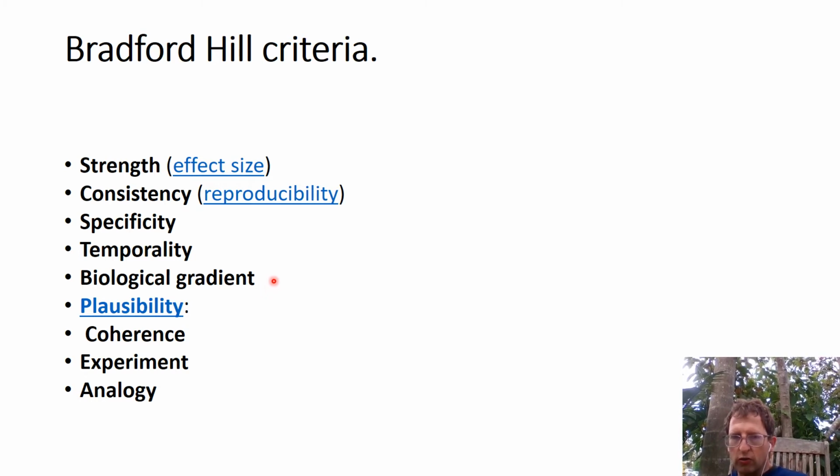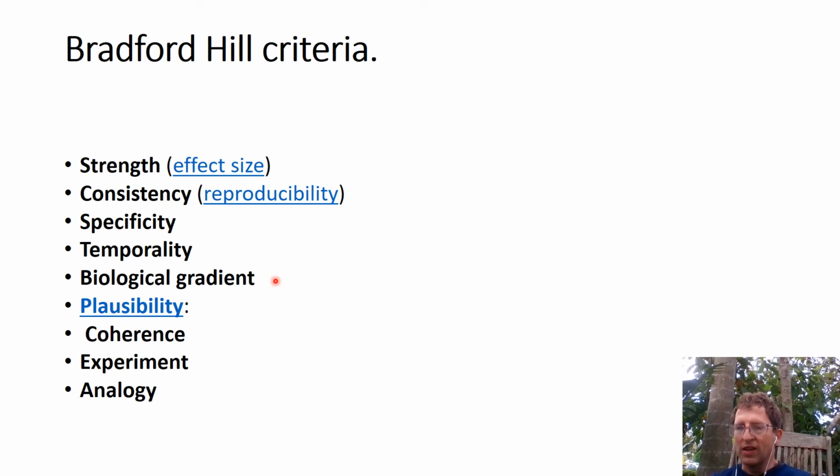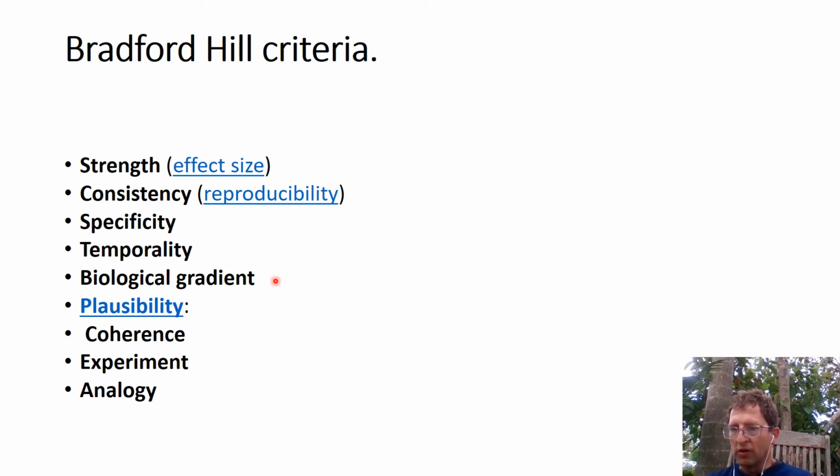Now let's look at biological gradient. There are 2 ways you can look at this. One is that the greater the dose of a risk factor or a medication, perhaps the greater the effect. It's not always true, as some medications, if you go beyond a certain dose, the effect might disappear. But as a general rule, the greater the dose, the greater the effect. The more you smoke, the more likely you are to get lung cancer. That's supportive evidence that smoking causes lung cancer.